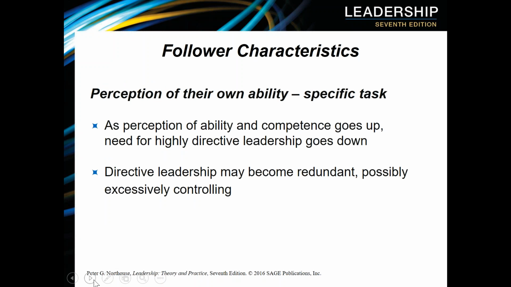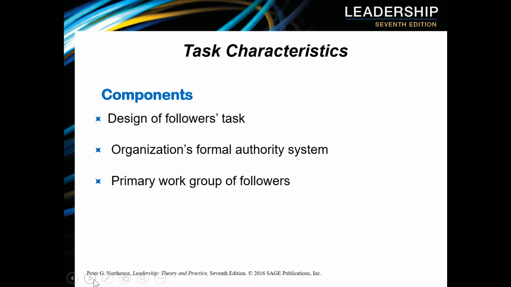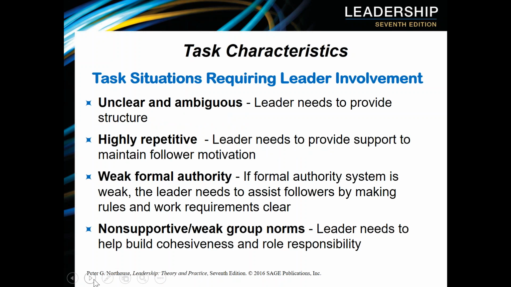So these are some of the characteristics. Here's another, your perception of your ability. As the perception of ability and competence goes up, the need for highly directive leadership goes down. So the more competent you feel, the less you need a directive leader. That kind of a leader might seem to be micromanaging. All right, let's talk about the task a little bit. The goals you're supposed to achieve. So you have to look at the organization you work in, and then the work group of your followers.